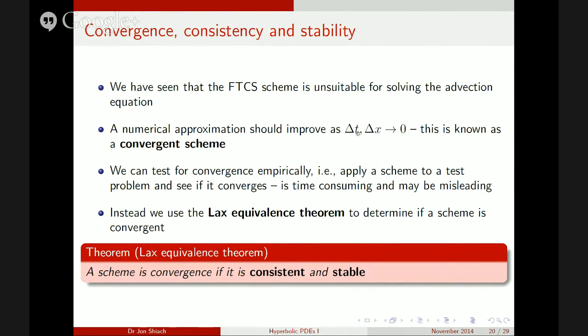If you have a scheme where, when you reduce delta t and delta x, the approximation improves, it's called a convergent scheme. In other words, the error is converging to zero as your time steps and spatial steps converge to zero. We need a convergent scheme. What we could do is test for it empirically. We could derive our scheme and write a program to test for it. Does it work? If it doesn't, we know it's not convergent. If it does, we know it's convergent.